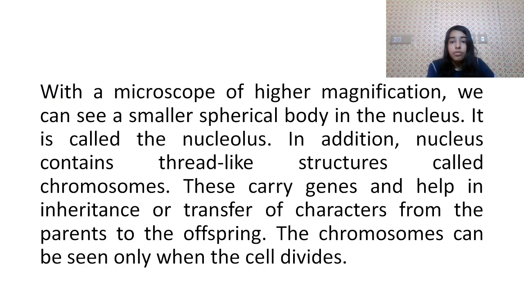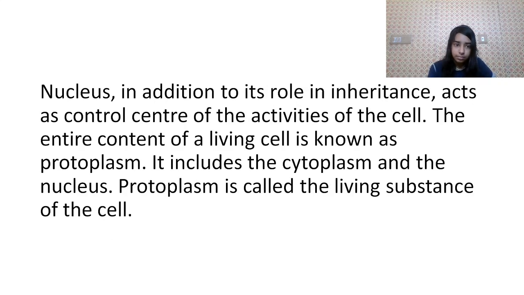With a microscope of higher magnification, we can see a smaller spherical body in the nucleus. It is called the nucleolus. In addition, the nucleus contains thread-like structures called chromosomes. These carry genes and help in the inheritance or transfer of characters from the parents to the offspring. The chromosomes can be seen only when the cell divides. Nucleus, in addition to its role in inheritance, acts as the control center of the activities of the cell.